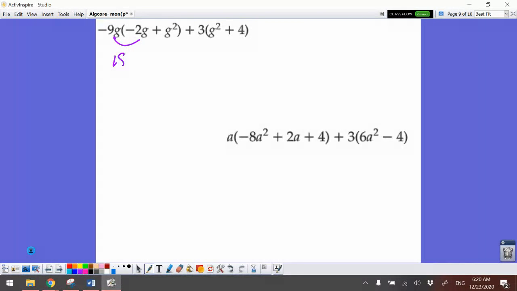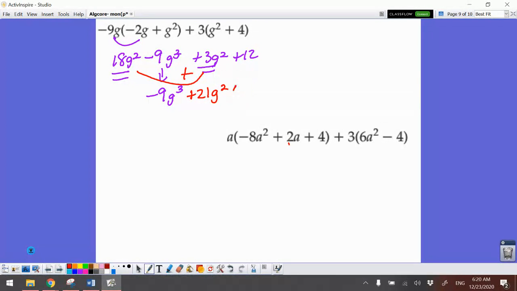All right, so we have 18g^2 minus 9g^3, I need a 3 there, plus 3g^2 plus 12. And I see that these two are like terms, but I also know that this one needs to go first. So -9g^3, because that's my biggest. If I add these two, 18 plus 3 is going to give me 21g^2. And I'm going to go ahead and drop my 12.